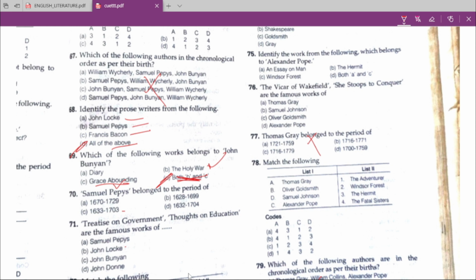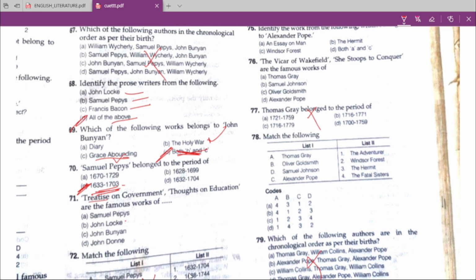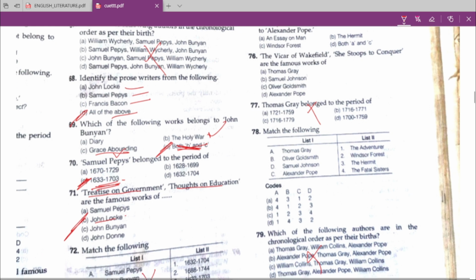John Bunyan has written Grace Abounding, The Holy War, as well as The Pilgrim's Progress, whereas the Diary was written by Samuel Pepys. Samuel Pepys belonged to the period of 1633 to 1703. Treatise on Government and Thoughts on Education are the famous works of John Locke. John Locke has written Treatise on Government and Thoughts on Education. Next question.